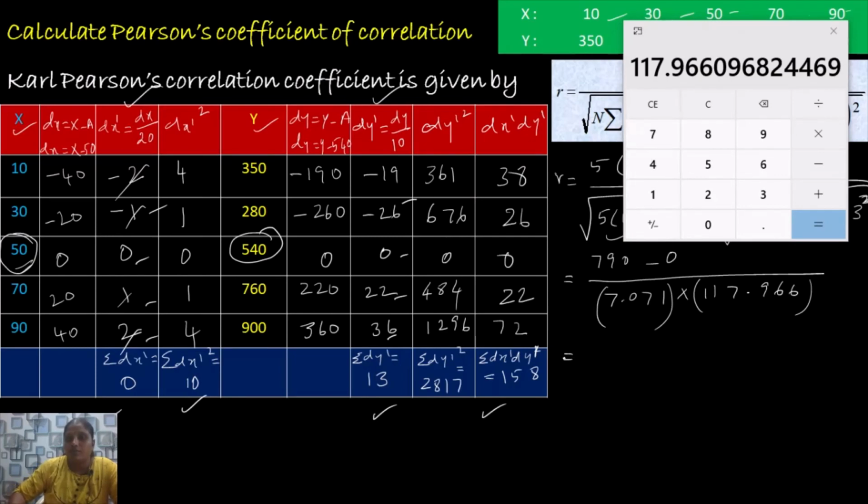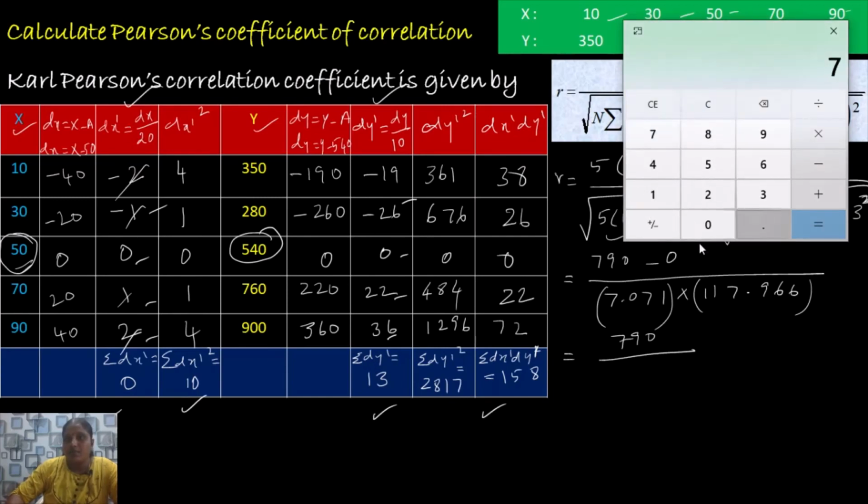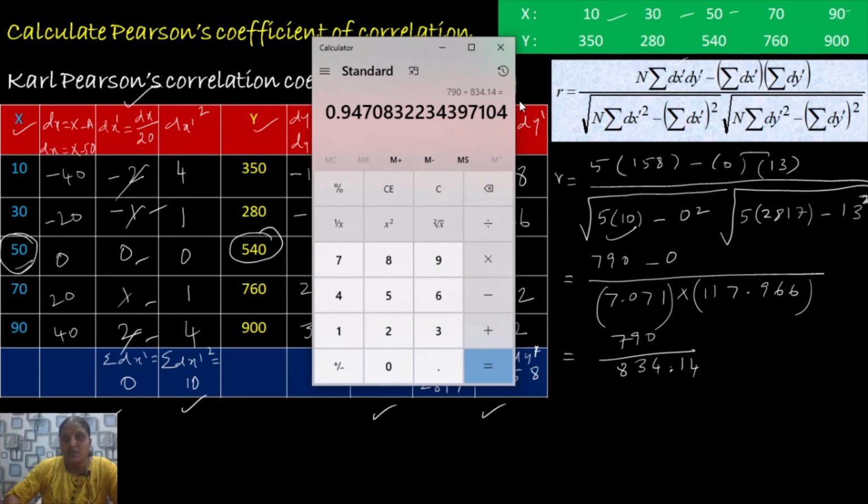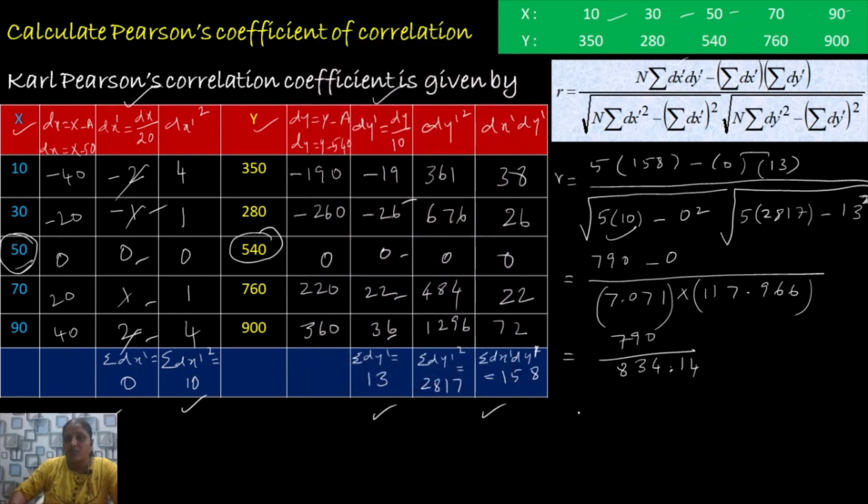Now 790 over 7.071 multiplied with 117.966, you get 834.14. We have to take up to 2 decimal places. When you divide 790 by 834.14, you get the total as, we have to take up to 2 decimal places, 0.95. So the value of r is 0.95.